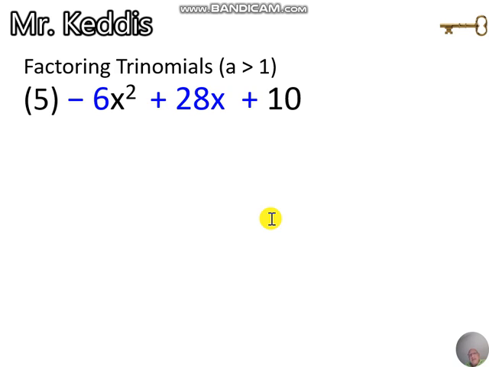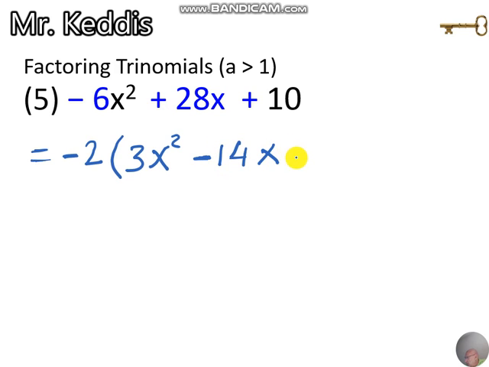To factor negative 6x squared plus 20x plus 10, first I have to look for any common factor. I have to get rid of the negative first. You have 6, 20, 10, it means 2 is a common factor. And here 3x squared minus 10x minus 5. Because negative 2 times negative 5, I get positive 10.